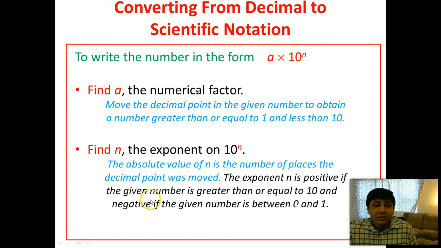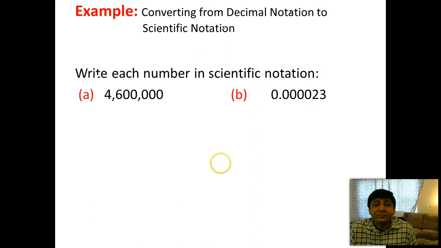Okay, so the absolute value of n is the number of places the decimal point was moved to get a number between 1 and 10. The exponent is positive if the given number is greater than or equal to 10, and it is negative if the given number is between 0 and 1. You will look at examples and you will understand that. So we want to write each number in scientific notation. First look at this one here.